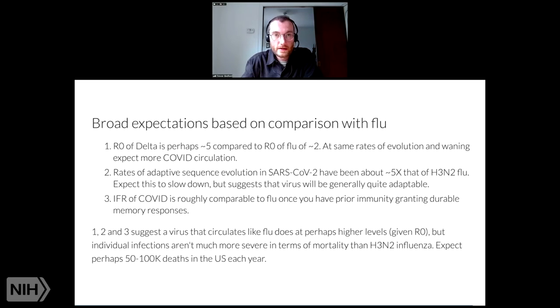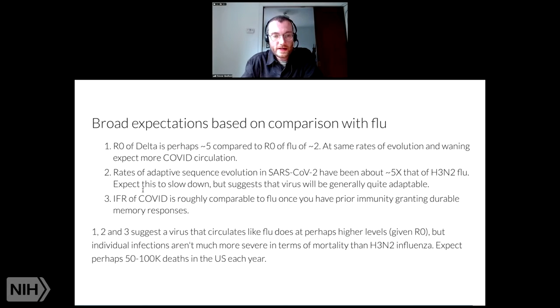We also know that there's a decent amount of waning immunity from looking at SARS-CoV-2 vaccine studies, as well as looking at seasonal coronaviruses. And then a pretty big question here, but I would guess that the IFR of COVID is roughly comparable to flu once you have prior immunity. So we might have tenfold fewer hospitalizations and deaths per case in the endemic state than in the pandemic state.